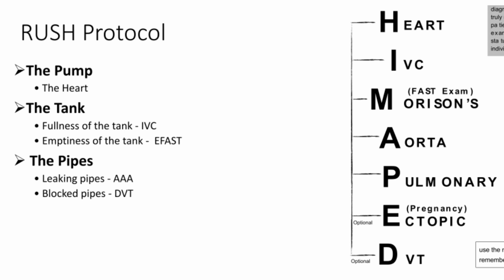In the RUSH protocol, the entire circulatory system can be divided into mainly three parts. The pump, of course, is the heart, then the tank. In the tank, we can assess the fullness by assessing the inferior vena cava, and whenever the tank is empty we have to go for a FAST. Then finally the third component, the pipes. Pipes involve the leaking of pipes, by ruling out an abdominal aortic aneurysm, or a blocked pipe, by ruling out a DVT.